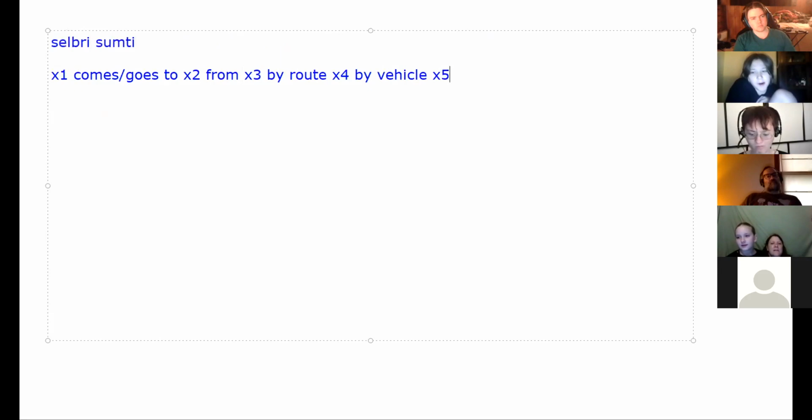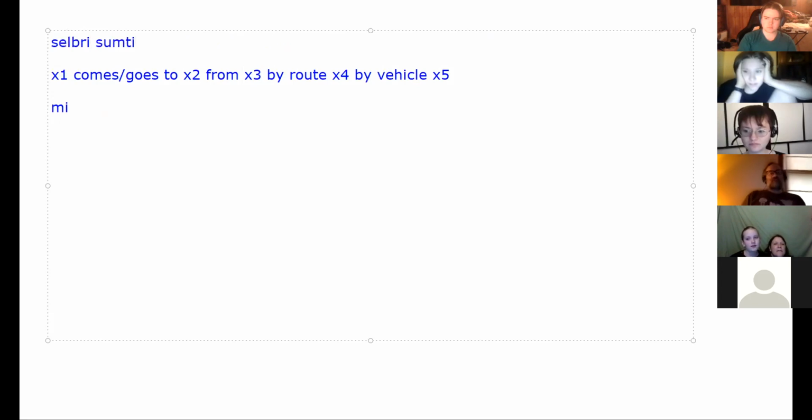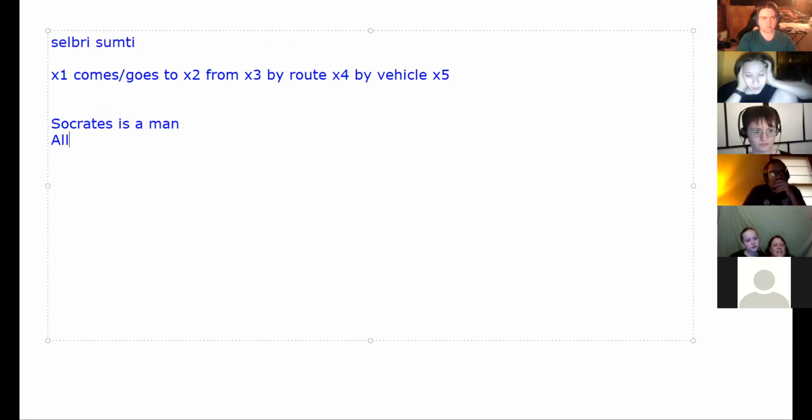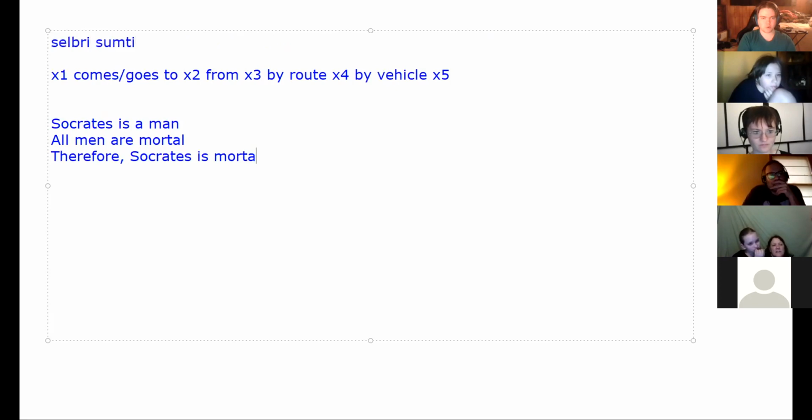Yeah, and so basically you just place stuff in these variables, sort of like a math equation, right? Because Lojban is based on predicate logic instead of like propositional logic. So what's the difference between predicate and propositional logic? So propositional logic would be something like: Socrates is a man. All men are mortal, therefore Socrates is mortal, right?